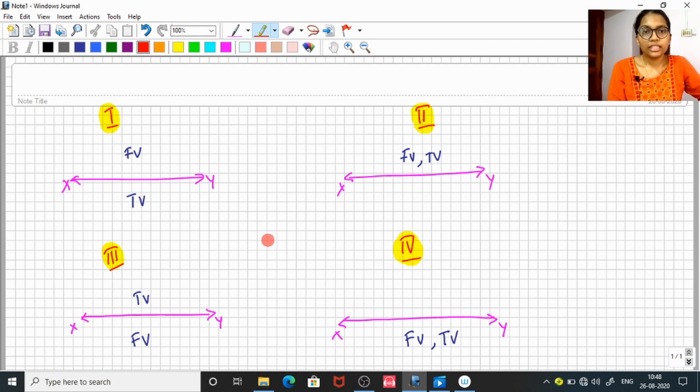So that's all for today's class. Hope you got the idea of projection of points. And this is very important for your upcoming chapters in graphics.